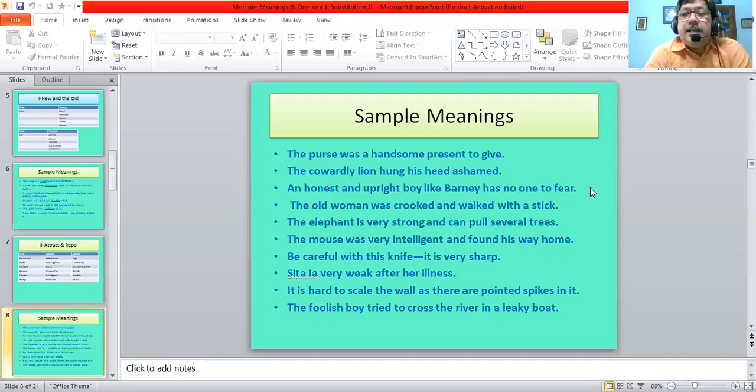So he's foolish, so that's why he tries with a leaky boat, because the water will seep into the boat. So he's foolish because he tries such an undertaking. So these are some sample meanings from the cluster of words dealing with attract and repel. Now let us look at a different cluster.